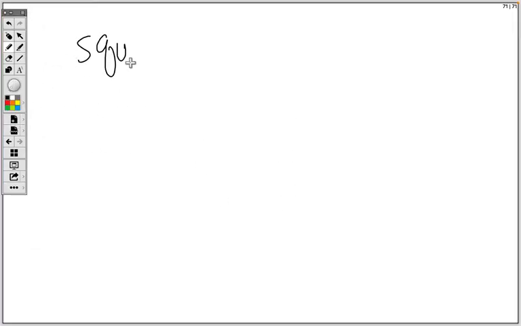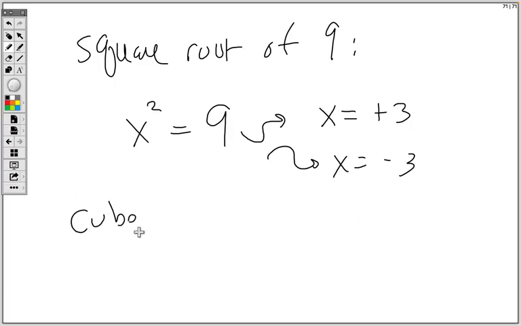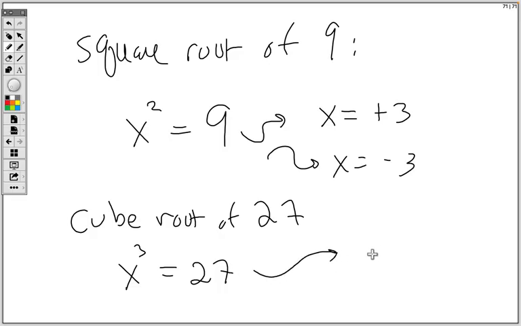A square root of 9 is any number that squares to 9. And we know that we get 2 of these, either plus 3 or negative 3. Okay? A cube root of 27 would be a real number that cubes to 27. And looks like we only get 1 of these. All right? But we know from college algebra that there's actually 2 more.